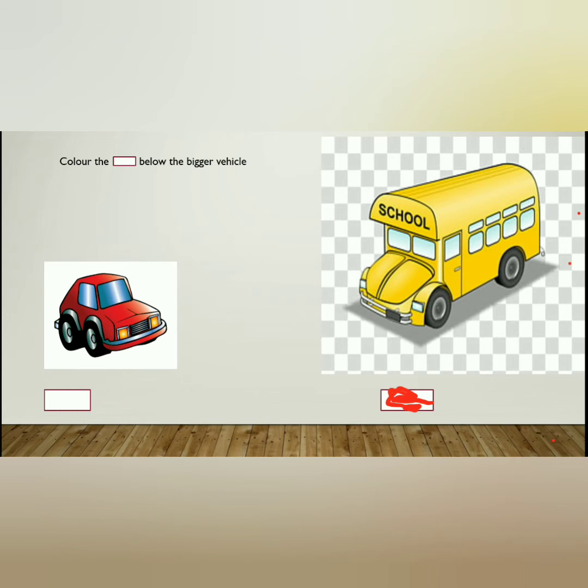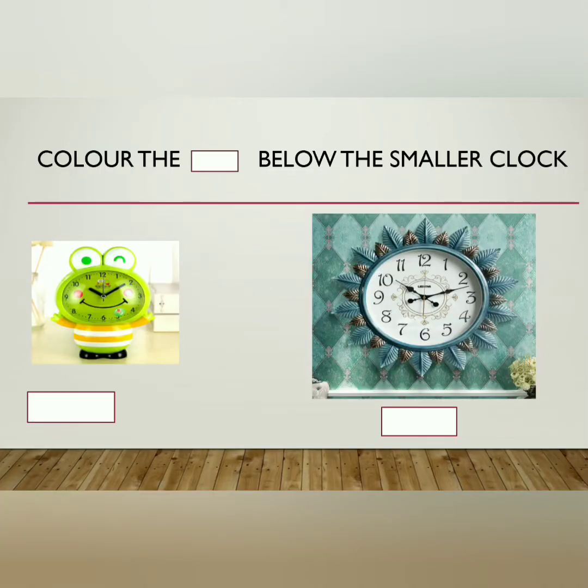Now we will go to our next slide. Okay kids, now see me, what can you see in this slide? You can see the picture of two clocks. The first picture has a smaller clock and the second picture has a bigger clock. The question is: color the box below the smaller clock.